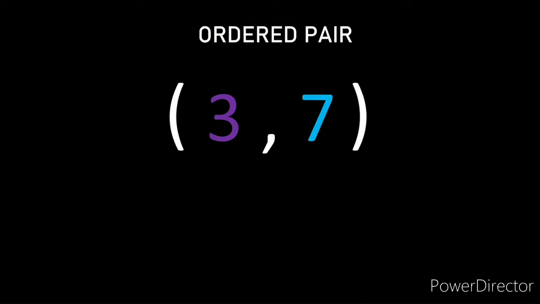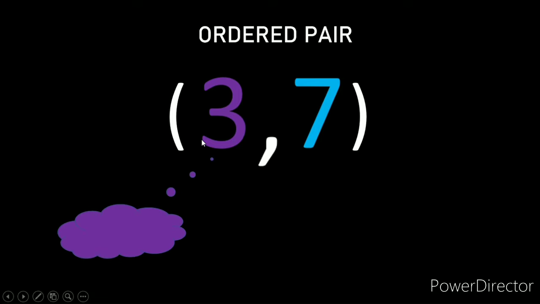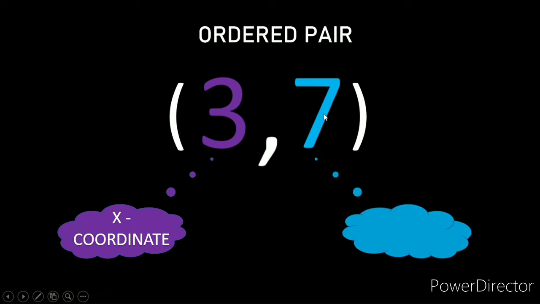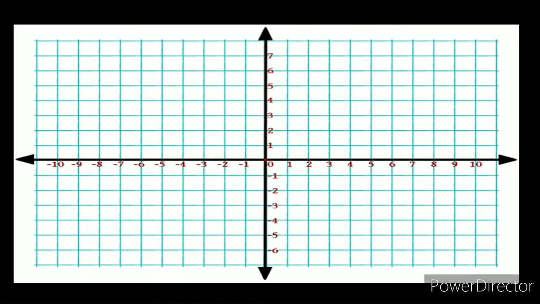So we have here an ordered pair. We have 3 and 7. So 3 represents the x-coordinate, while 7 represents the y-coordinate. So this is how you graph a point.